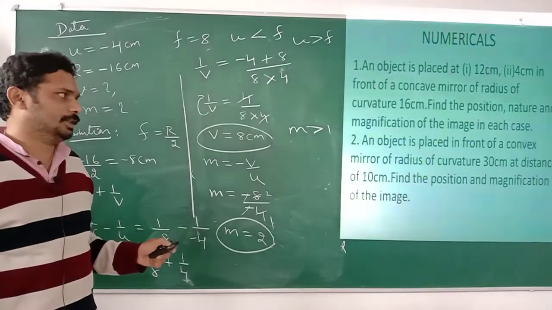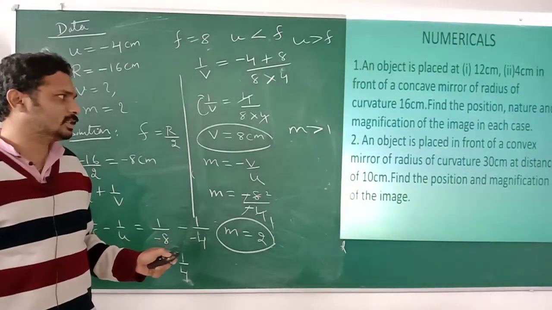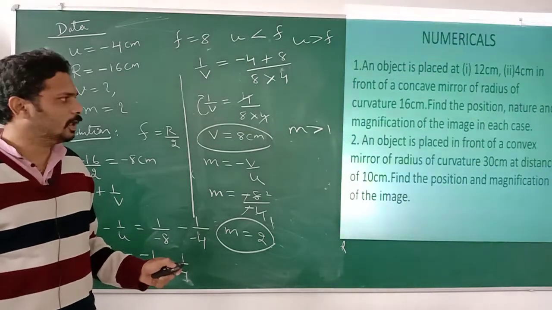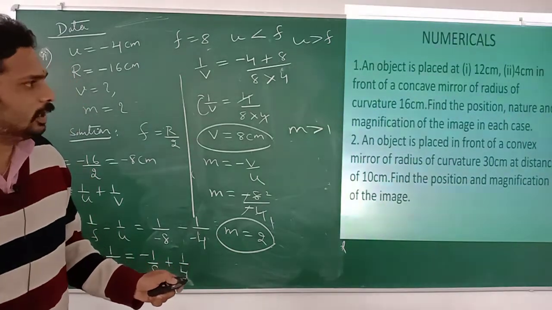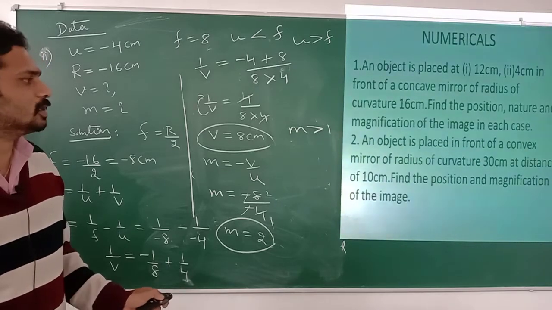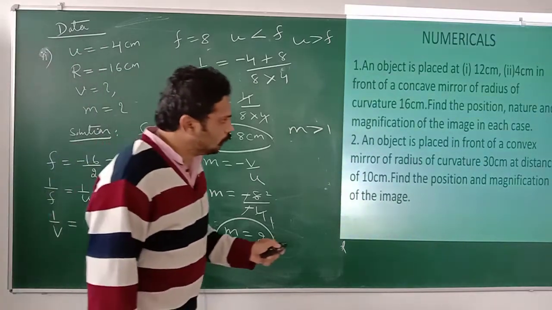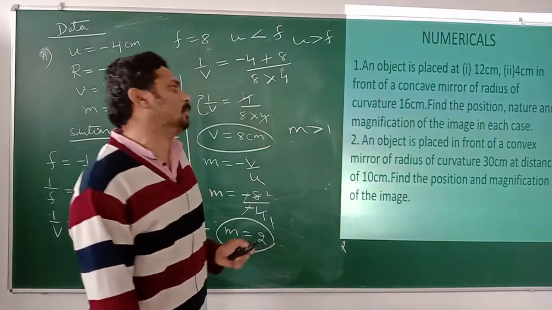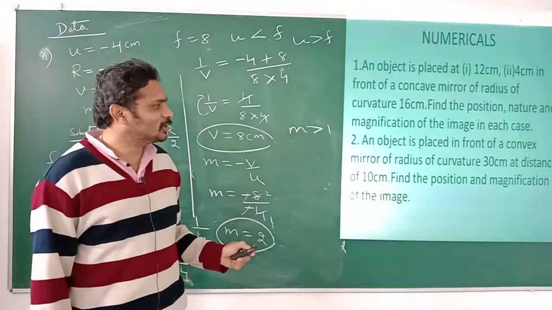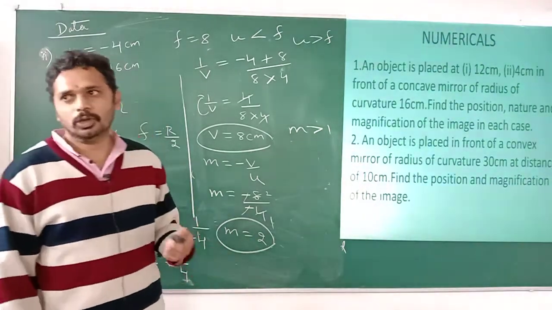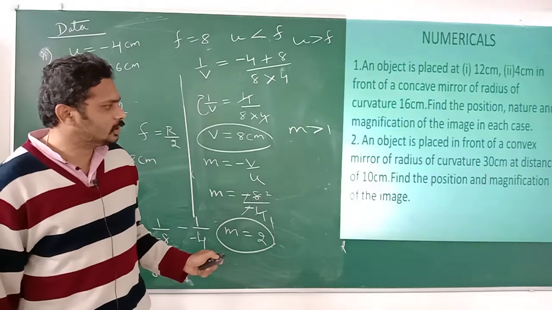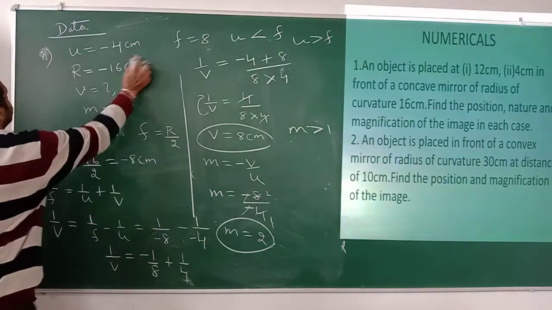The second numerical is, an object is placed in front of a convex mirror of radius of curvature 30 centimeter at a distance of 10 centimeter. Find the position and magnification of the image. Here you have to focus on which mirror they are giving. Convex mirror. Know that for convex mirror, focal length is positive and radius of curvature is positive. We know that we are using a real object. For a real object, object distance is always negative. Object distance U is minus 10. Now I am going to write the given data.